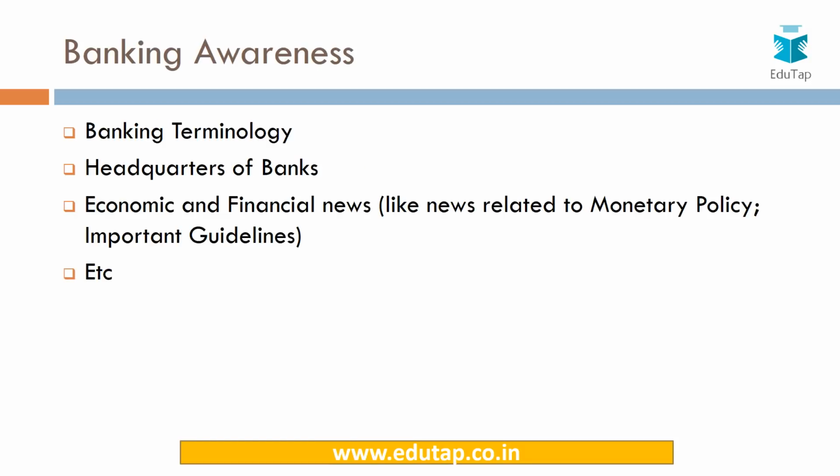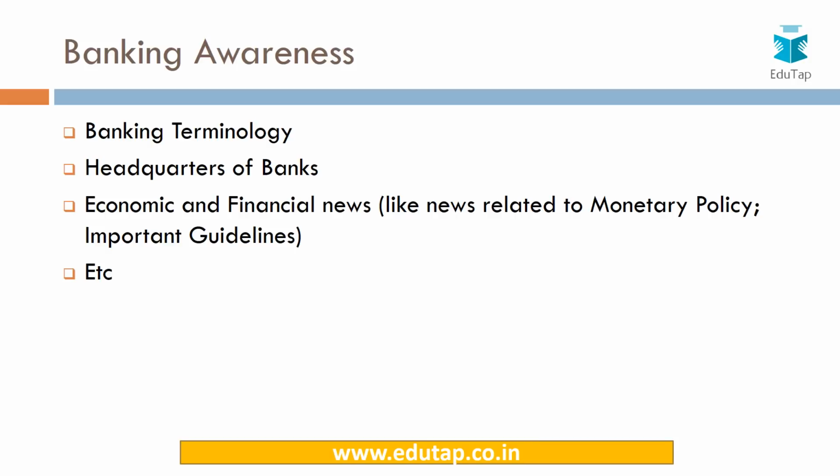Now the second broad category is the banking awareness section. What do we see as part of this? First, we need to understand that this section shall include questions from both the static as well as the current affairs part. Let me give you an example. Static part: they will ask you what is the full form of IFSC in IFSC code. That is a static question. They can ask you what is the full form of NEFT or IMPS. This is again a static question.